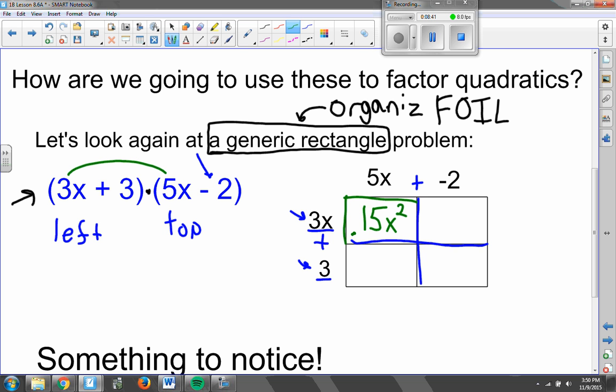The outside piece, in this case, is 3x times negative 2. 3x times negative 2, that's the length and width of this box here. So I will put the answer to that multiplication in that top right box. 3x times negative 2. 3 times negative 2 is negative 6, and I have an x attached, negative 6x.